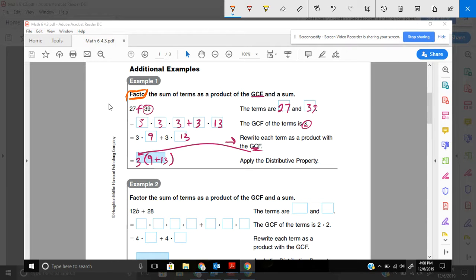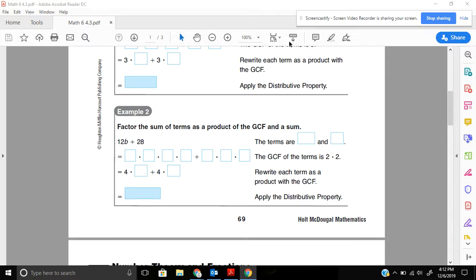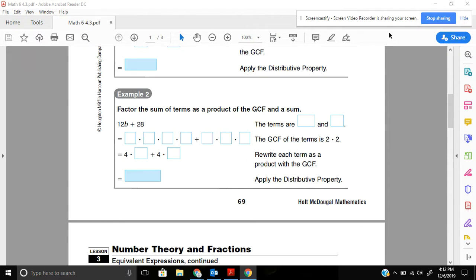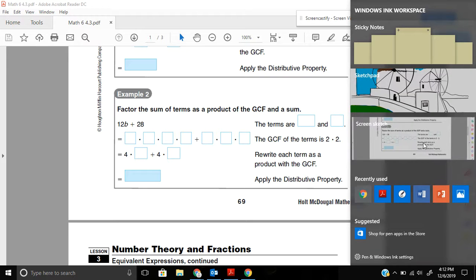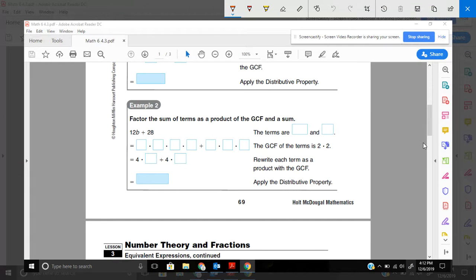Might seem extremely confusing right now. Again, I expect that. That's okay. Let's take a look at example 2. All right, we're going to factor again. It says factor the sum of the terms as a product of the GCF and the sum. Okay, same as we just did, except now you'll see that we've got a little bit of algebra involved.